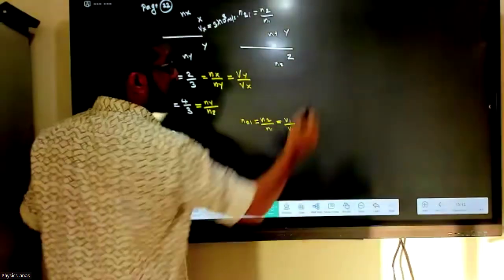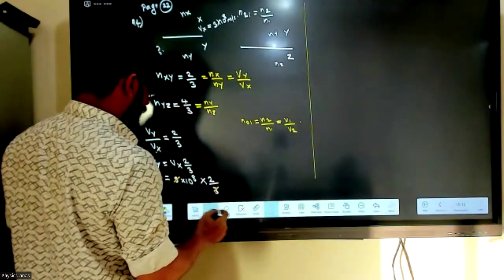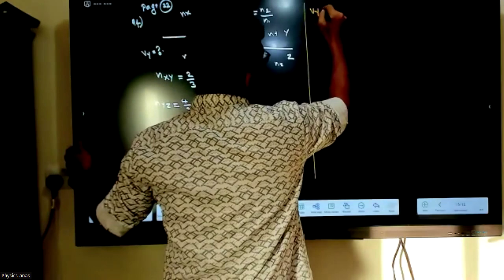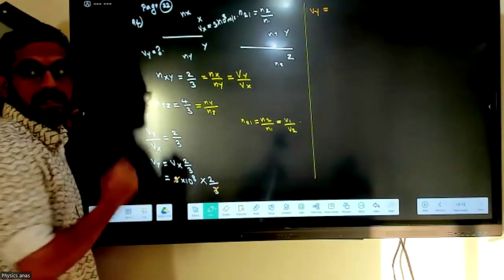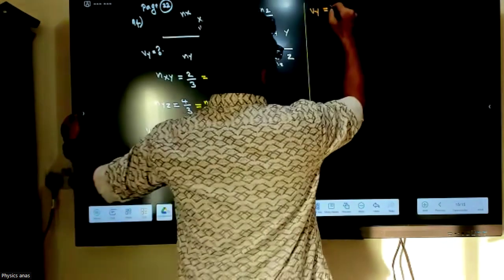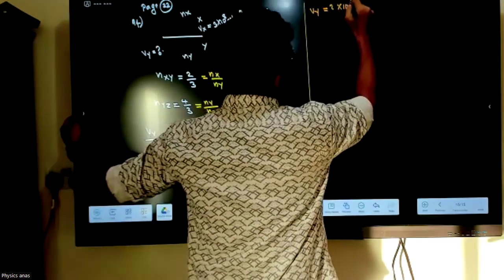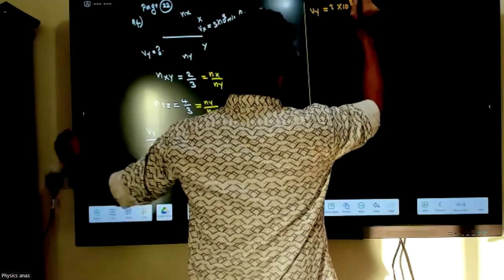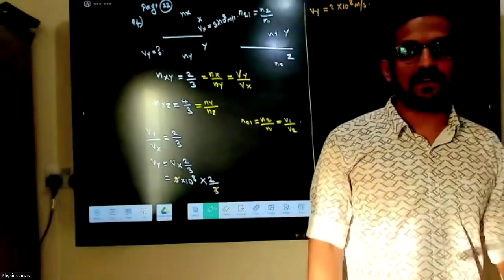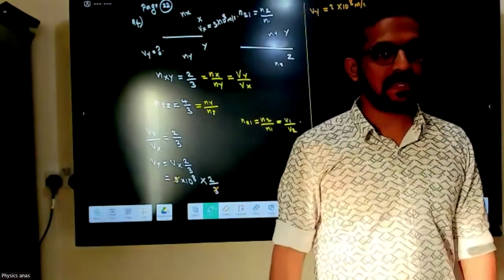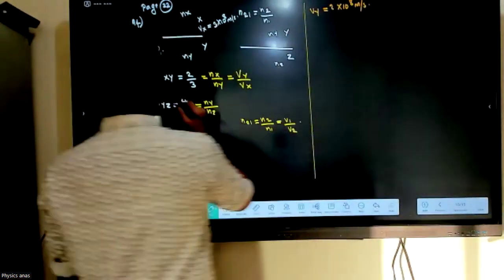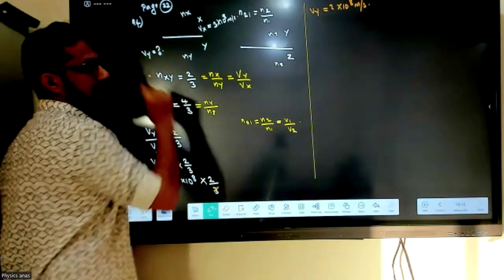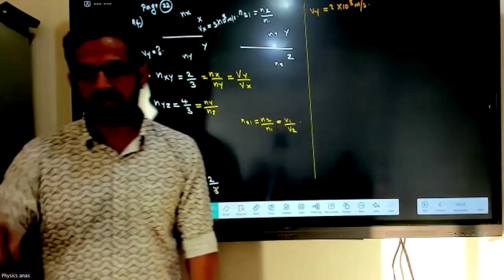Yeah, what are you left with? You are left with Vy equal to 2 into 10 raised to 8 meter per second. That's the velocity in Y. You got it from the first point itself. That's the first part of the question.